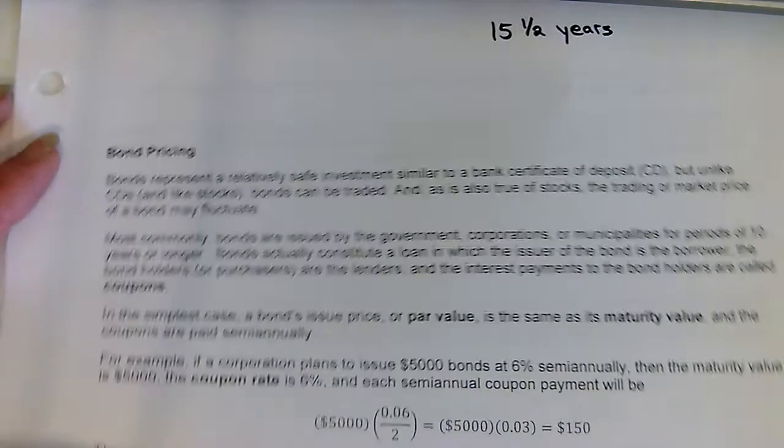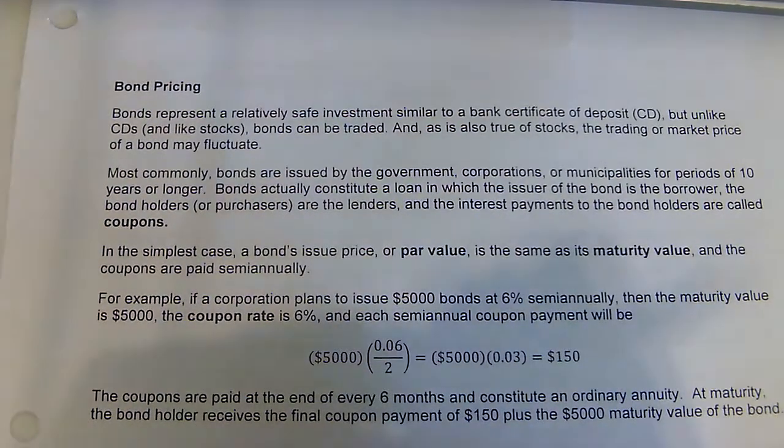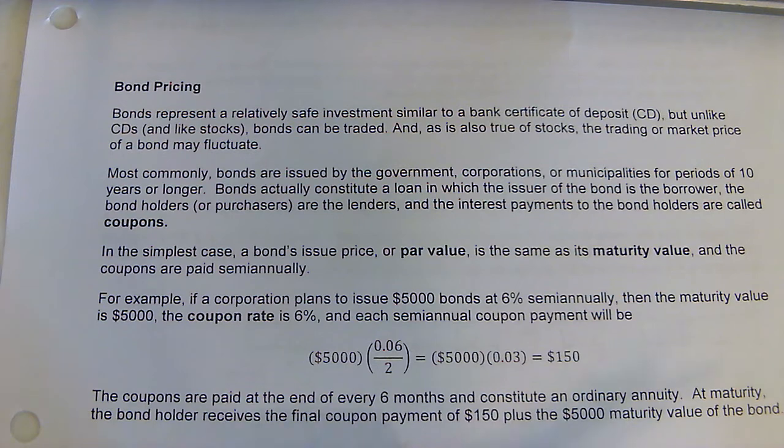Now let's look at bond pricing. Bonds represent a relatively safe investment similar to a CD, a certificate of deposit. But unlike CDs and like stocks, bonds can be traded. And the trading or the market price can fluctuate. Usually they're issued by governments, corporations, and municipalities for 10 years or longer, which means you have to leave the money in there for 10 years or longer before you can get money back.